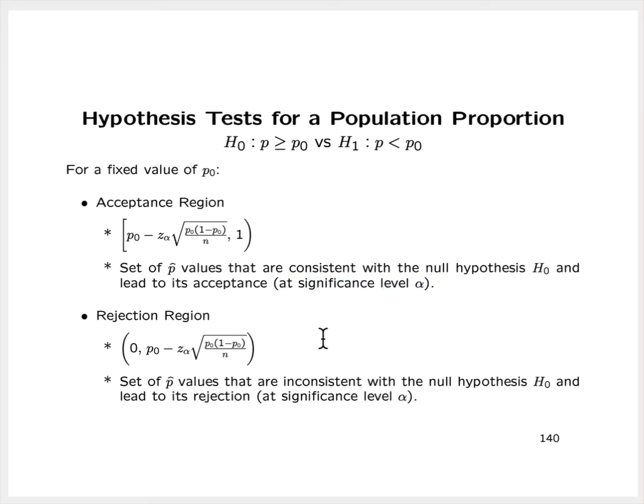On the other hand, the complement of that set would be the set of values in the sample space of p hat for which we would reject the null hypothesis. Those values are inconsistent with the null hypothesis and therefore would lead us to reject the null hypothesis at a significance level of alpha. And so those are values of p hat that are in the open interval from 0 up to p naught minus z sub alpha times the square root of p naught times 1 minus p naught over n.